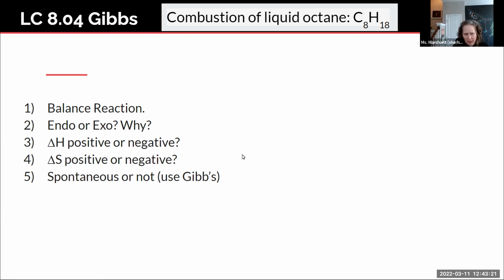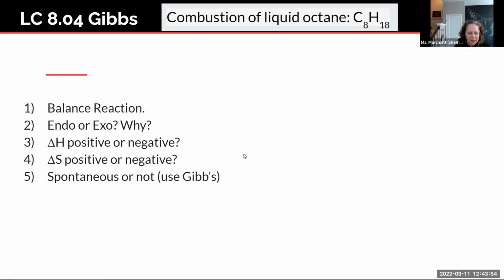So in this one, you're doing a combustion of liquid octane, which has the formula C8H18. You're going to balance the reaction for step one. Tell me if it's endothermic or exothermic and why. Tell me if the delta H is positive or negative. Tell me if the delta S is positive or negative. And finally, verify through Gibbs if it's spontaneous or not. And go ahead and hit pause.